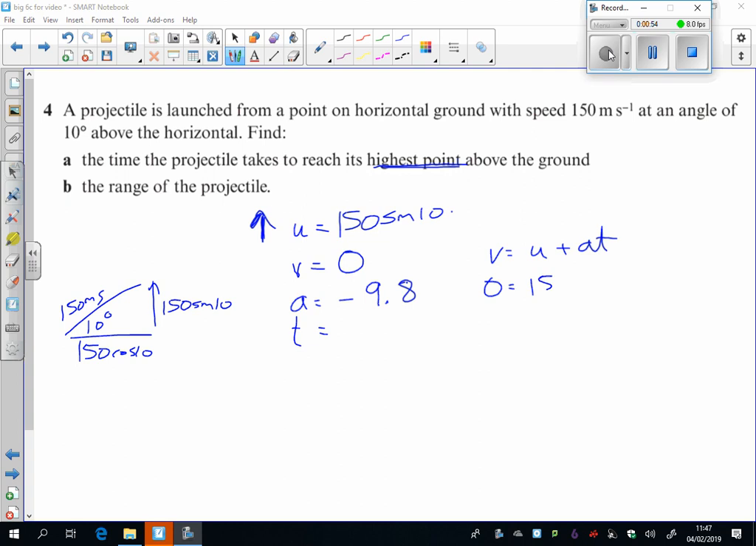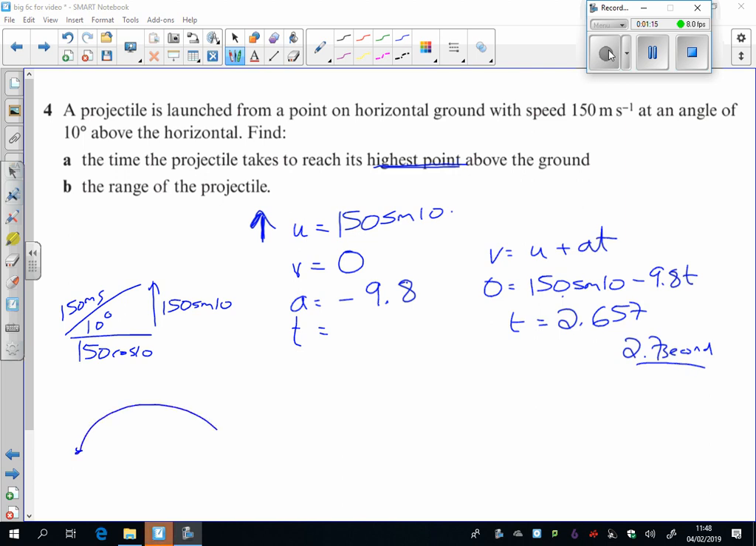So I've got minus 9.8t, so we'll add the 9.8t to both sides and divide by 9.8, and that gives us t equals 2.567, or basically 2.7 seconds. That's how long it takes to get to its highest point.